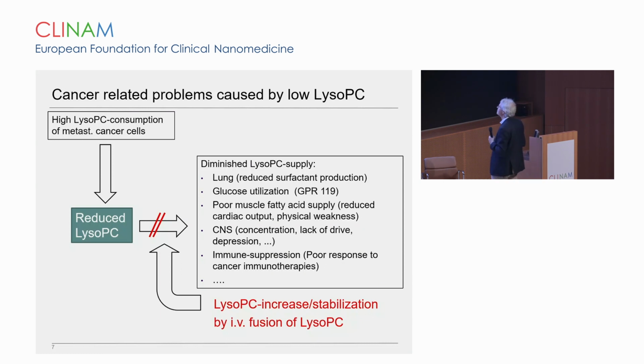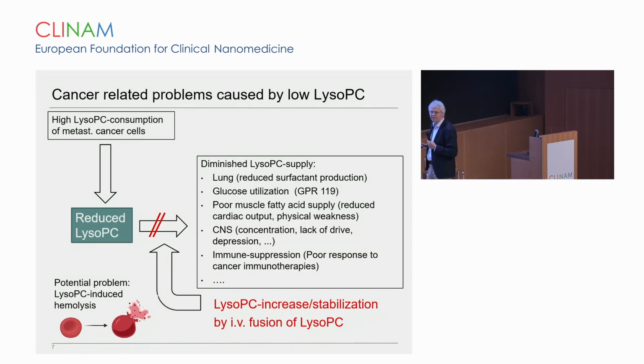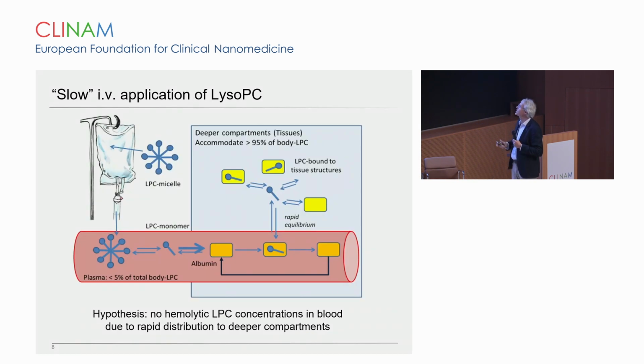Therefore, we thought it might be a good idea to increase or stabilize Lyso-PC in these patients, and therefore we need a lot of Lyso-PC. We think the only way is to do it by infusion. But there are a lot of people coming and saying, okay, this is a problem. Lyso-PC might cause hemolysis. You can't do this, but we can. The idea is shown here.